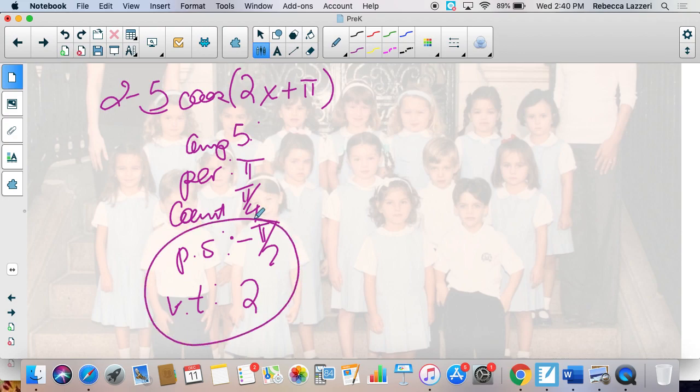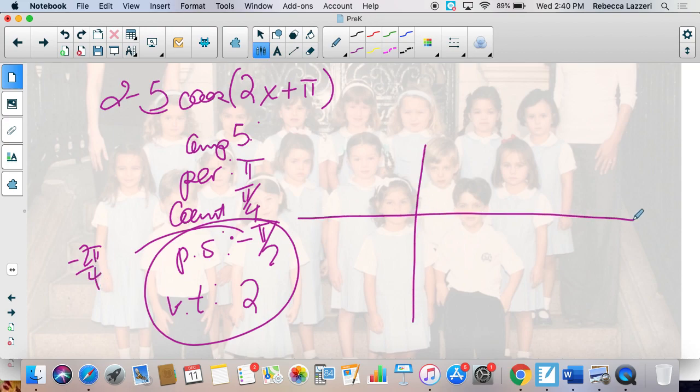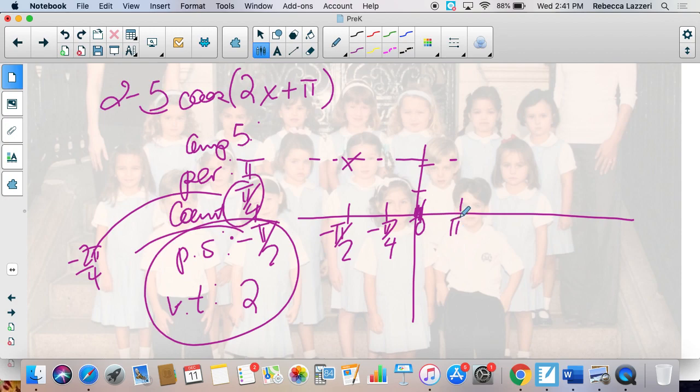This is my new starting place. I'm going to make this negative 2 pi over 4, so I can add in a minute. All right, so I'm going back pi over 2 and up 2. That's my new target. Here's my new midline, okay? All right, now I'm going to count by pi over 4s. So if I say negative 2 pi over 4 plus pi over 4, I get negative pi over 4. Plus pi over 4, I get 0. Sorry, kind of cut off there. Pi over 4 and 2 pi over 4.